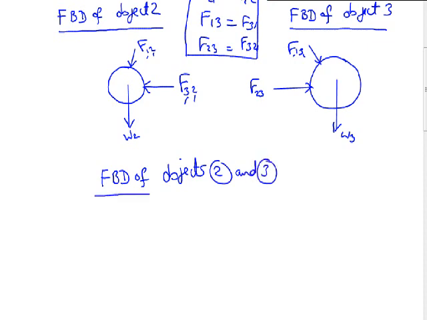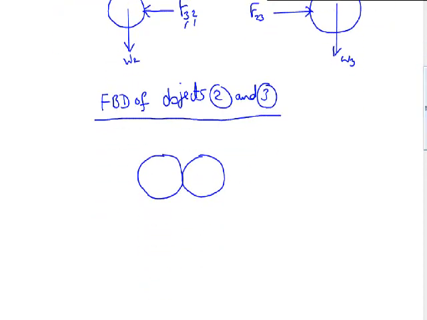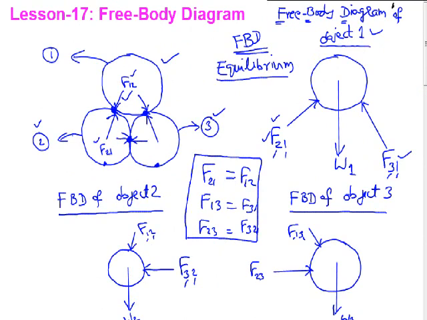Now our system is a combination of two objects. This is object 2 and this is object 3. Okay, now we have to find out all the external forces that are acting on it. You have one force F12, you have another force F13. You can see that these are the forces which are coming here. F12 is this force, F13 is this force.